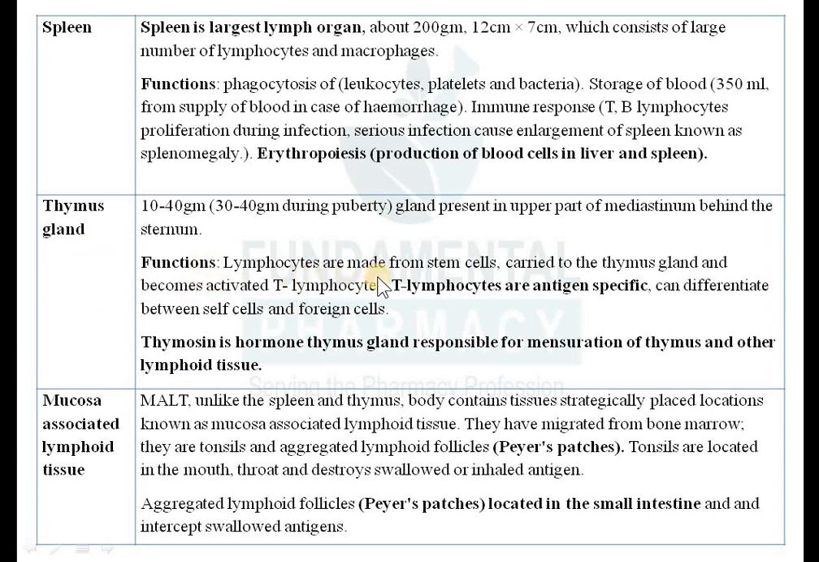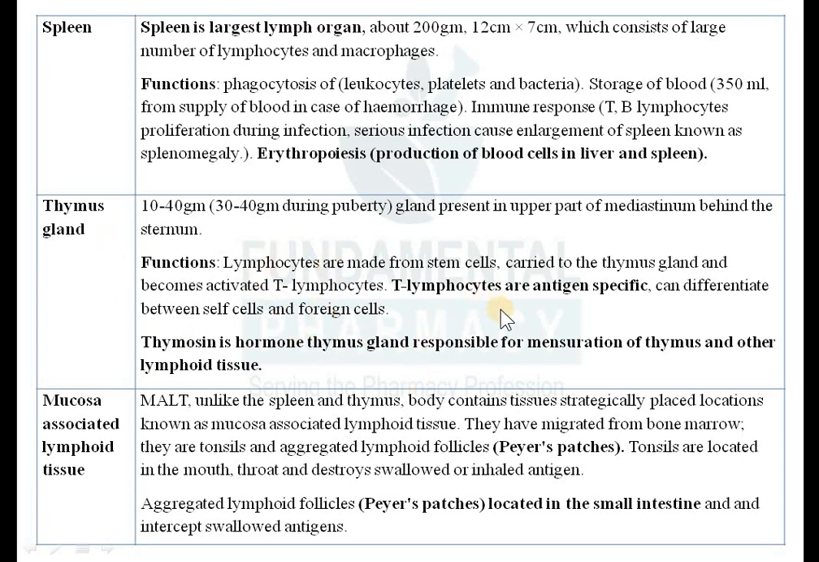So lymphocytes, T lymphocytes and B lymphocytes. Okay, so T lymphocytes means what? Thymus derived lymphocytes. Actually these lymphocytic cells are made in the bone marrow from stem cells. And from bone marrow they will be carried to the thymus gland. Here they mature, they will be activated. So lymphocytes are made from stem cells in the bone marrow, carried to the thymus gland, and they become activated T lymphocytes. Activation of lymphocytes occurs, and that's why you will get T lymphocytes.